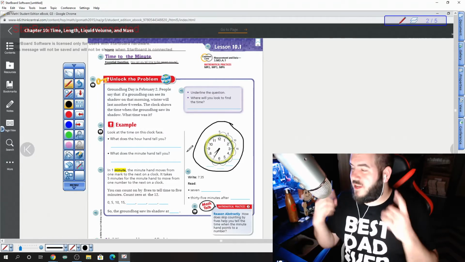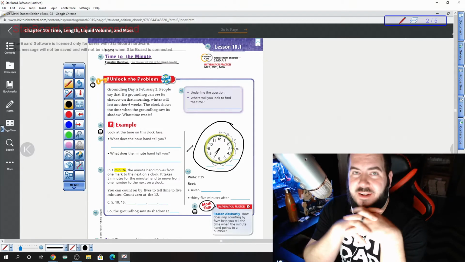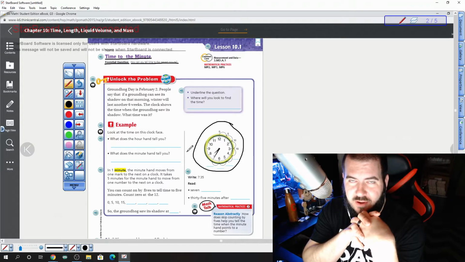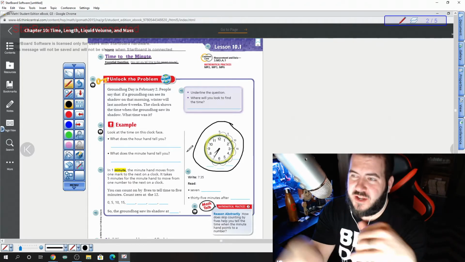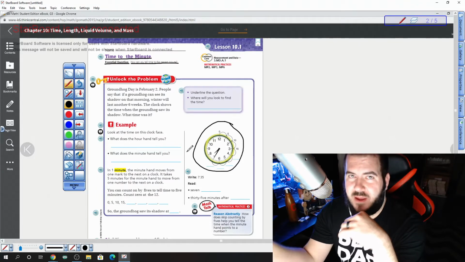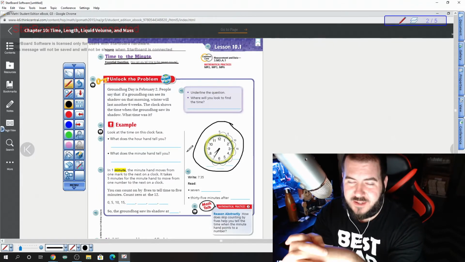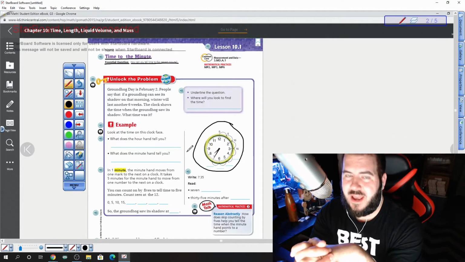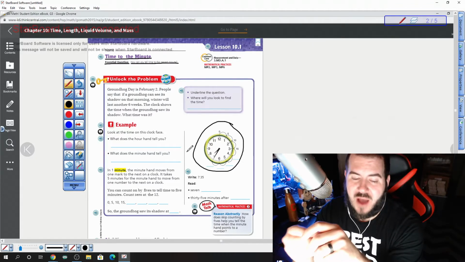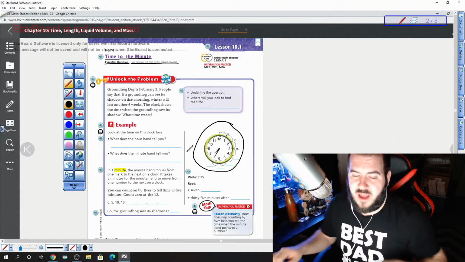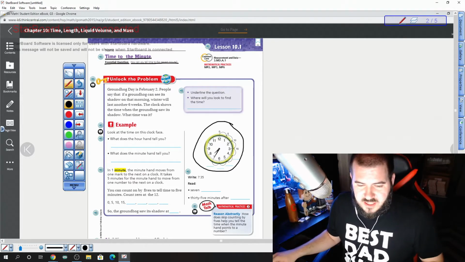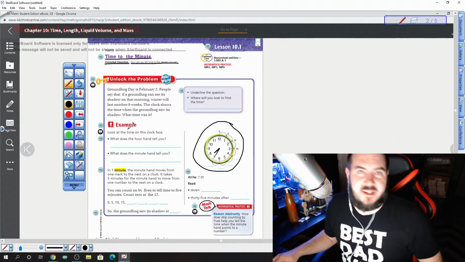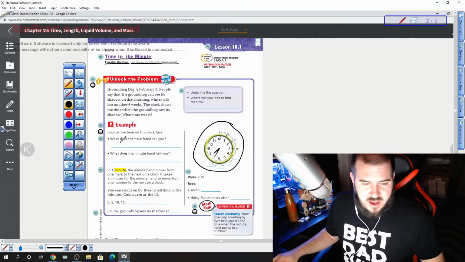Now, the first thing we want to remember is which one is the hour hand and which one is the minute hand. Remember the hour always comes first, minutes come second when telling time, and the hour hand is the short hand. The minute hand is the long hand. So the hour hand tells us, as we can see, the hour hand is the short hand. It's right in between the 8 and the 7. It tells us that is the 7th hour of the day. Okay? So, 7th hour.